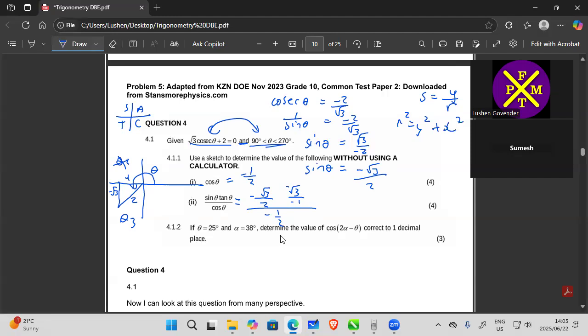If we simplify this, this will be equal to minus root 3 over 2 multiplied by the reciprocal of the bottom, which will be minus 2 over 1. The 2 and the 2 will cancel there. And so now we're left with minus times a minus times a minus is a minus. Root 3 times root 3 is 3. So we're left with minus 3. Can you see that, Sumesh?